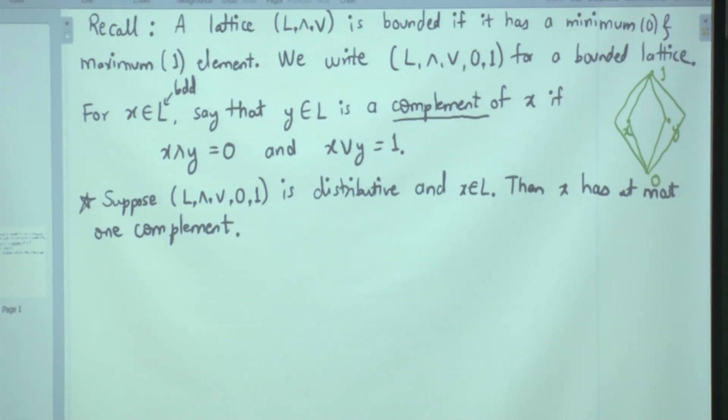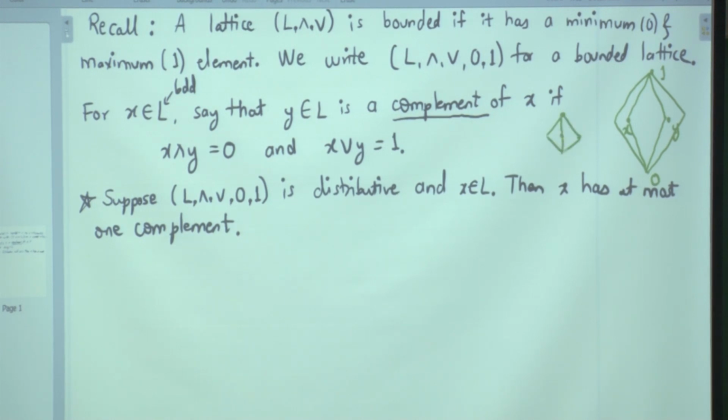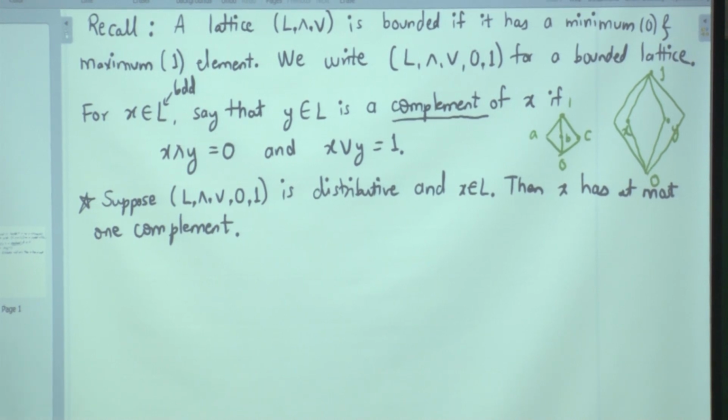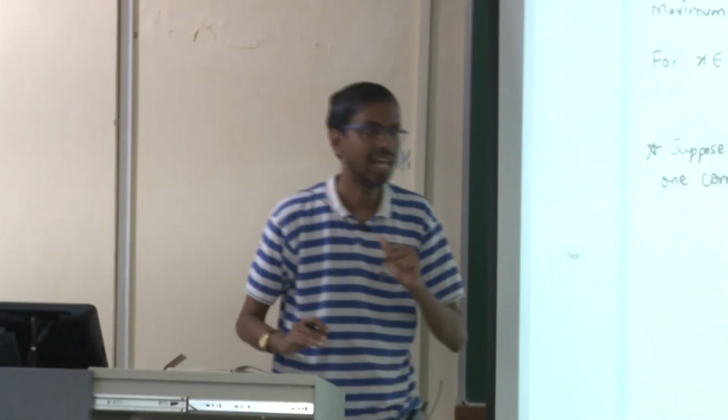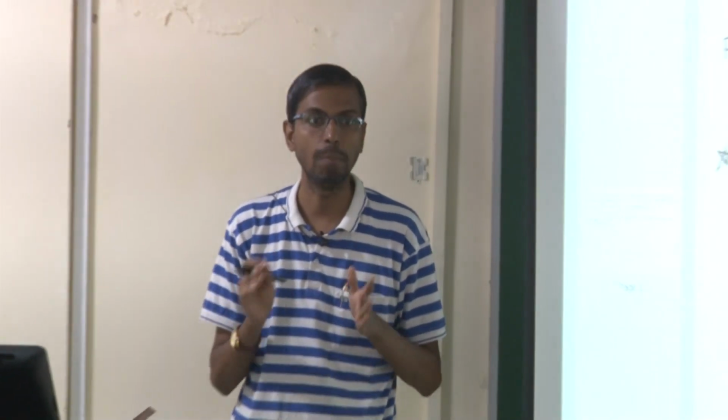However, we saw that in M3, you remember M3, one element can have multiple complements. B is a complement of A, C is a complement of A, so there are multiple complements. But we are going to rectify that if we put the condition that the bounded lattice is distributive. So let x be any element, then we'll prove that x has at most one complement.